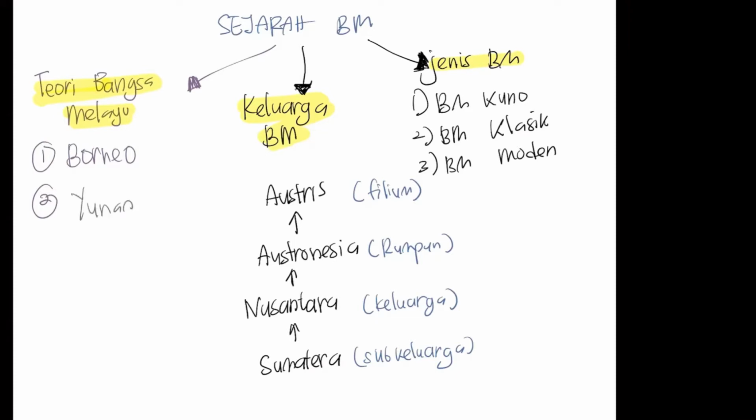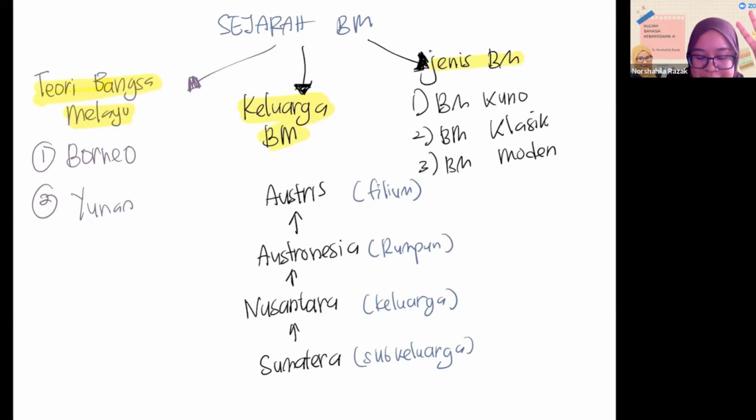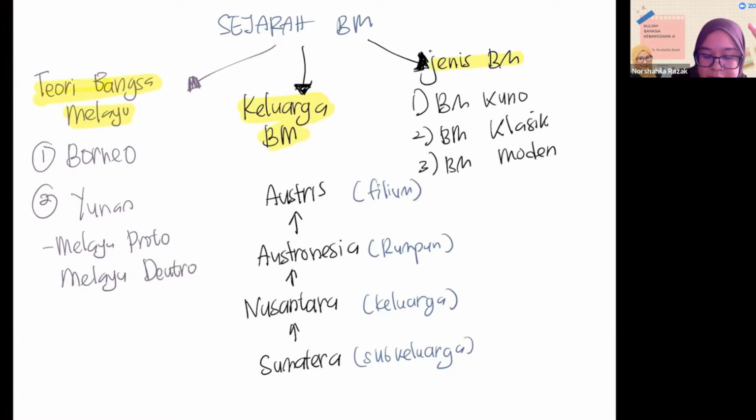Yeah. Okay, ada dua jenis masyarakat Melayu yang datang, Melayu Proto dan Melayu Deutro. Melayu Proto datang 2500 sebelum Masihi dan ini datang 1500 sebelum Masihi. So ini is an important topic that we need to know lah. Okay, ini tentang sejarah bahasa Melayu kita bincang minggu lepas.